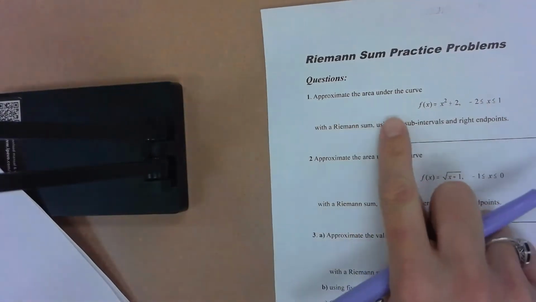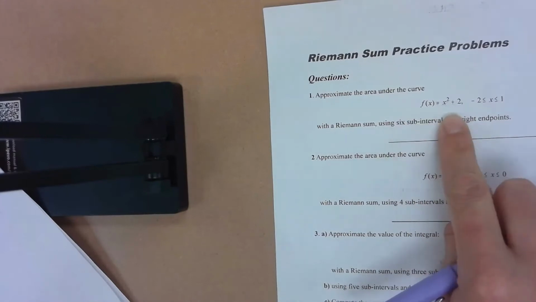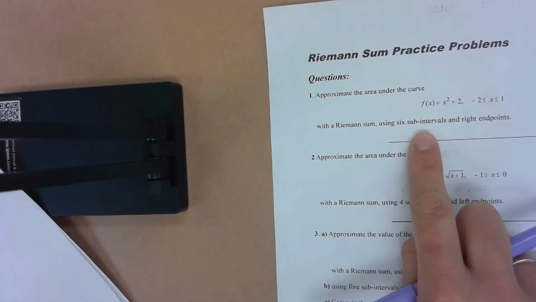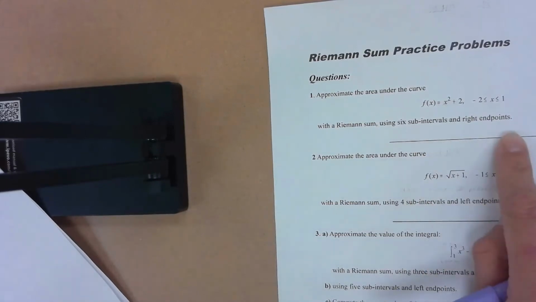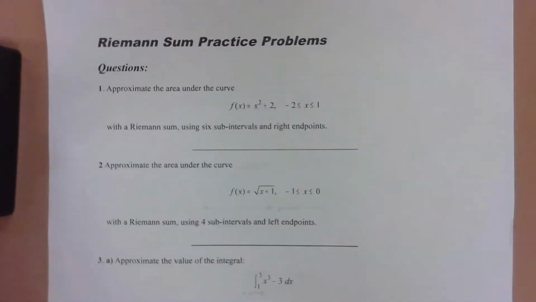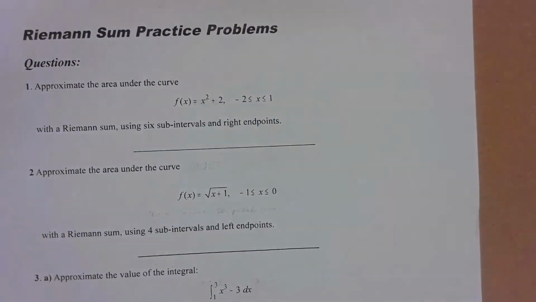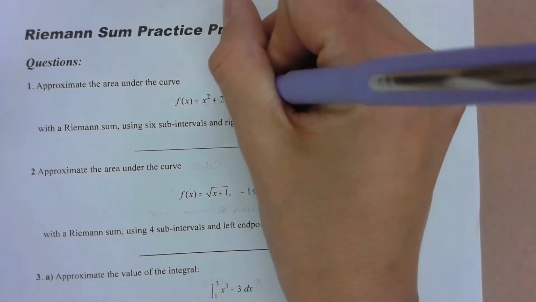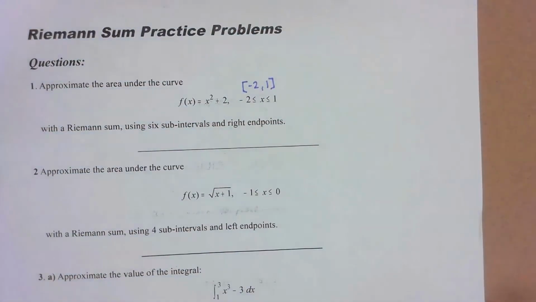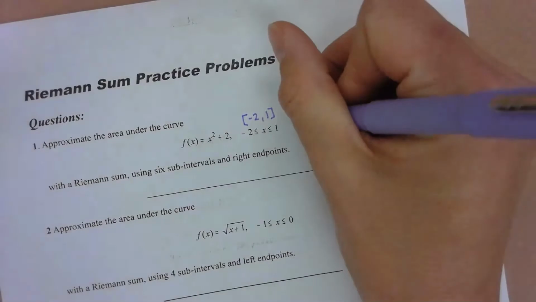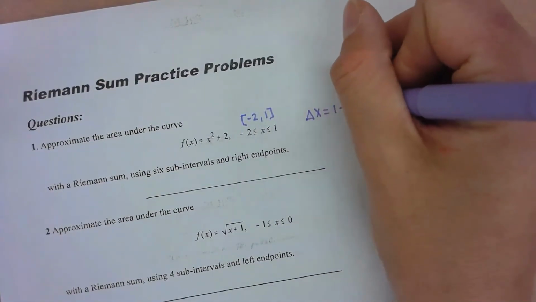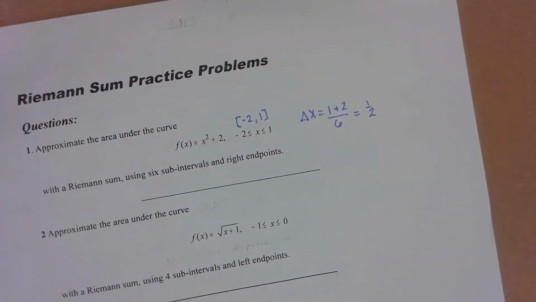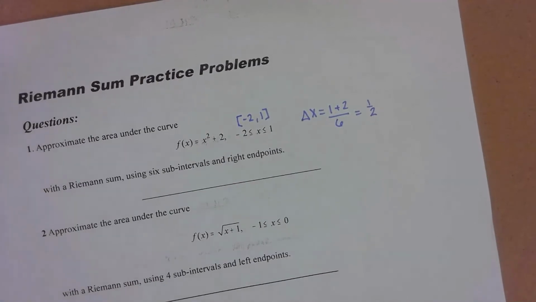So, approximate the area under the curve of the function on the interval using 6 subintervals and right endpoints. If you have 6 subintervals and right endpoints, you have to take your A to your B and find your delta x. So your delta x is B minus A all over 6, which is 3 over 6, which is 1/2.